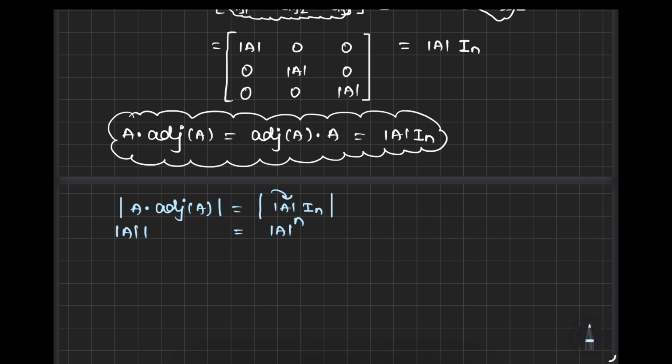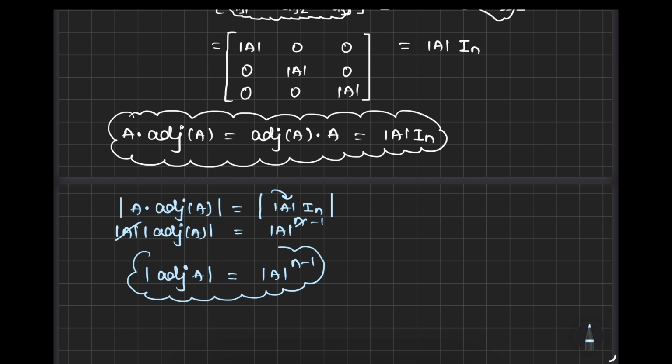So can I write determinant of A into determinant of adjoint of A, and we can eliminate one of them. So we will be left with what? Determinant of adjoint of A will be equal to determinant of A power n minus 1. So this is the second result that you have to digest.